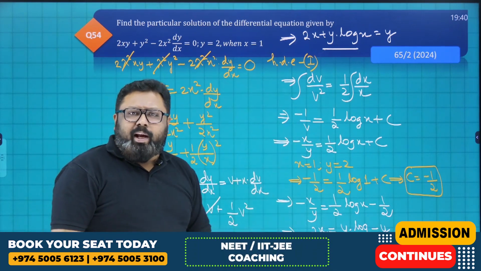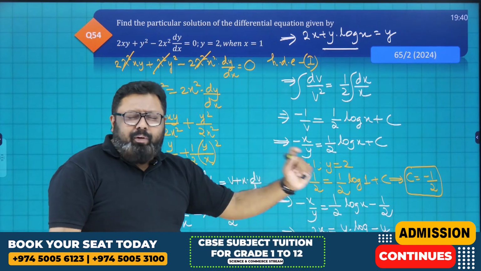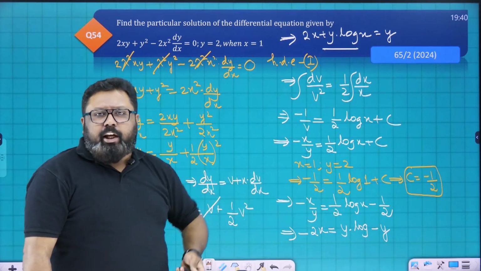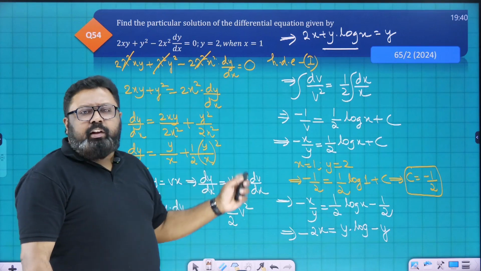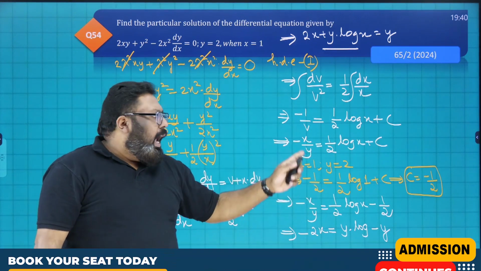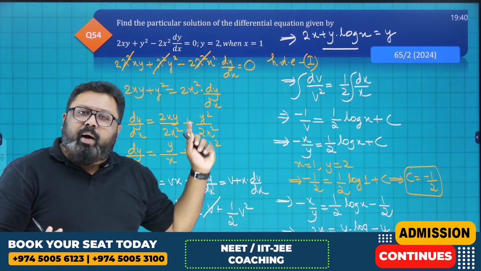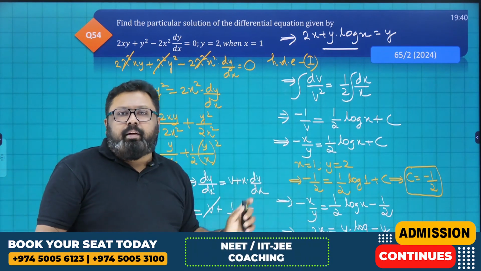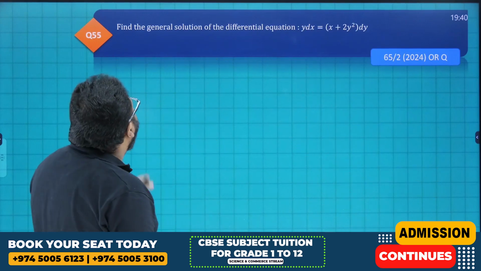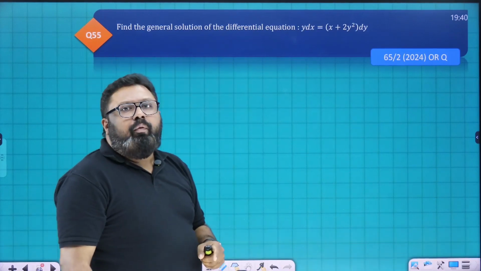Your choice, my dear. The way you write the final answer is perfectly your choice. Nobody is going to take your marks. They will only check whether you did the integration correctly to get the result and whether the arbitrary constant is correct. Only these two things they will check. Once that is right, they will give you full marks. Okay? Next, my dears. Find the general solution of the following.